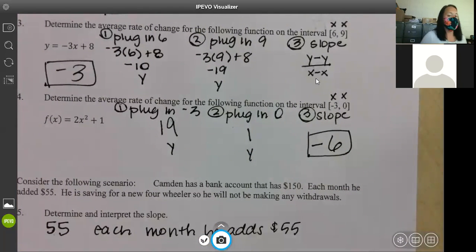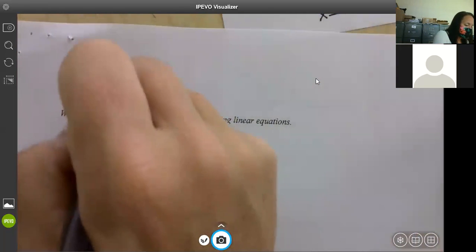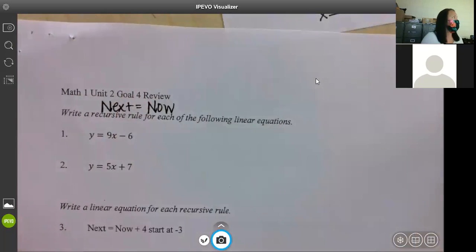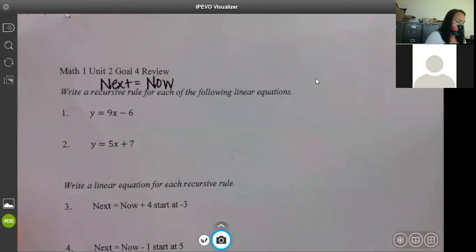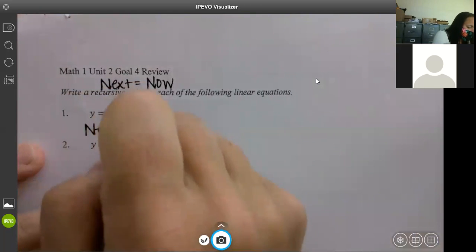Goal 4 is your easiest goal. It is super fast. Okay? Everybody ready? Recursive: next equals now. Okay? Next equals now. So for this first one, next equals now.